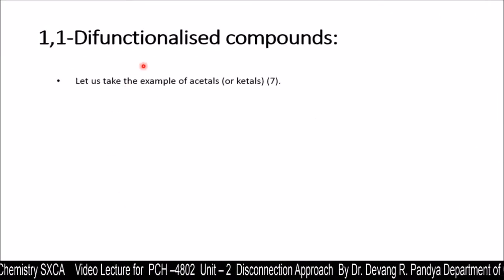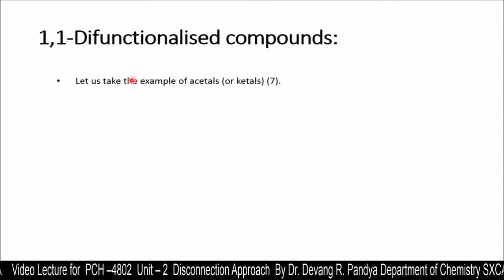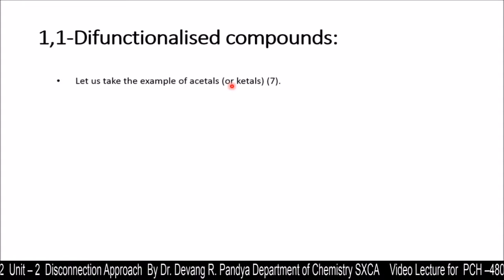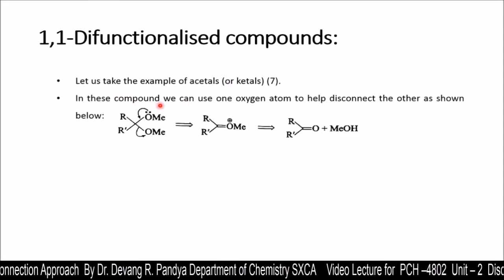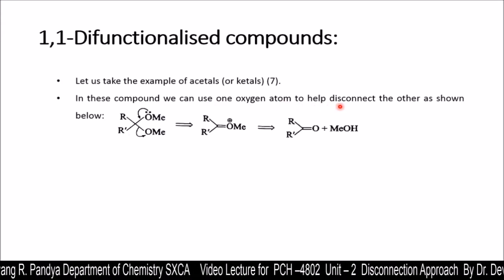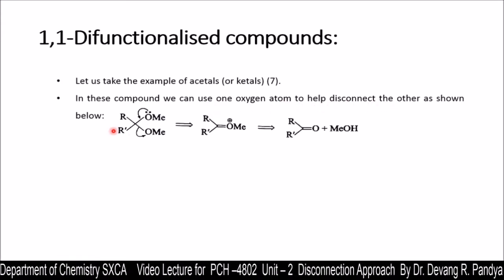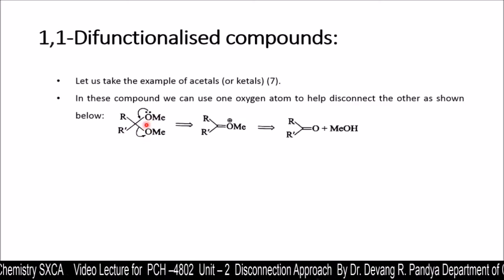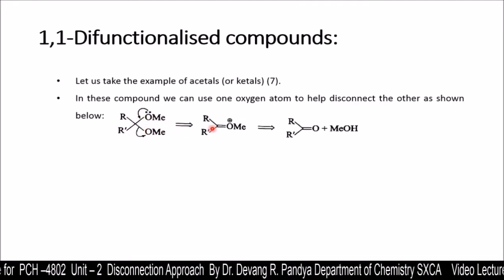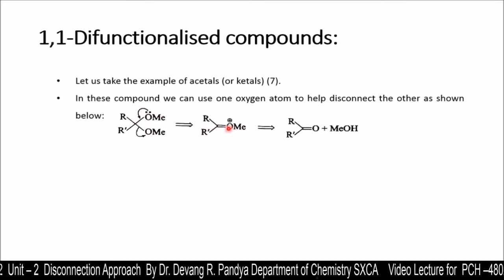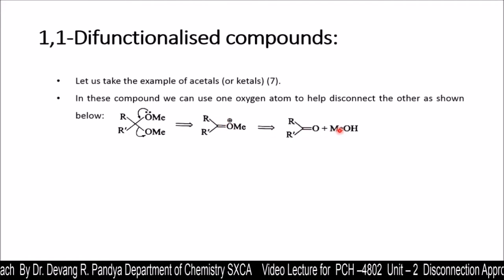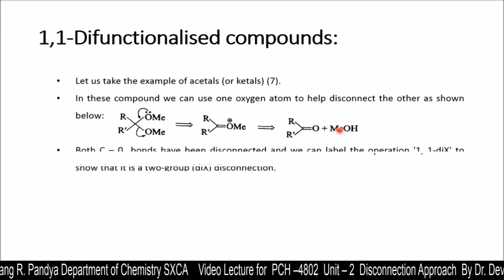One difunctionalized compound we are taking as an example. Let us take the example of acetals or ketals, that is structure 7. In this compound, we can use one oxygen atom to help disconnect the other, as shown here in this example. You can see this compound would be there. So on disconnecting one, we're going to get this, and then again we're going to disconnect it from here. We're going to get this synthetic equivalent.